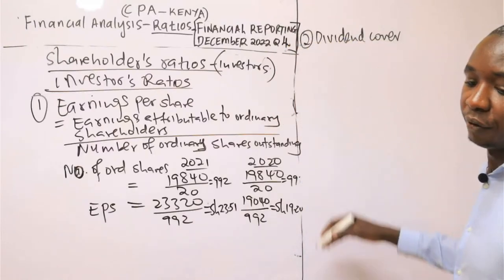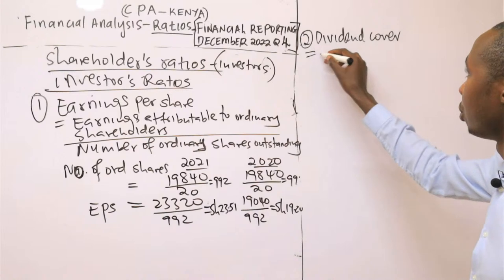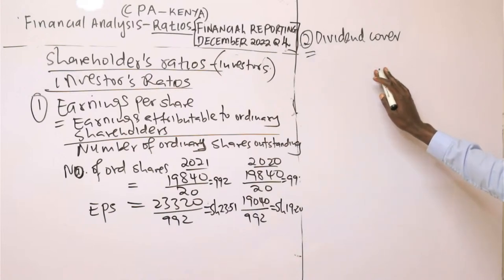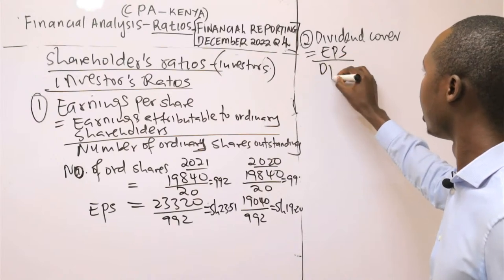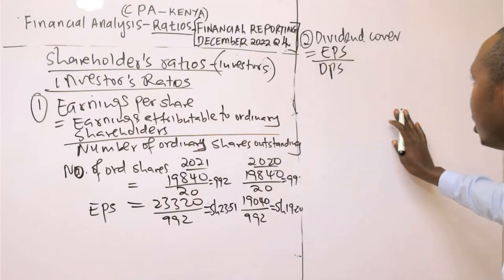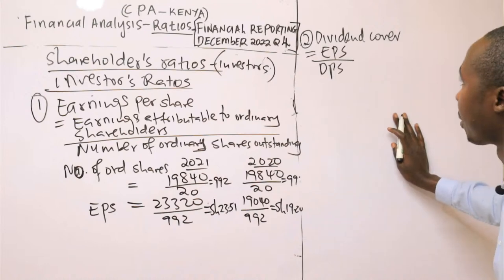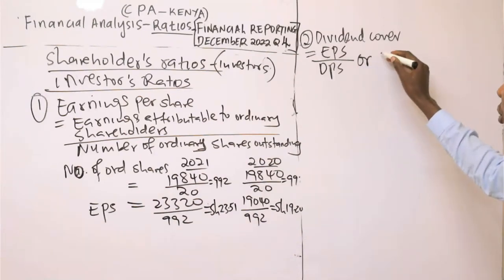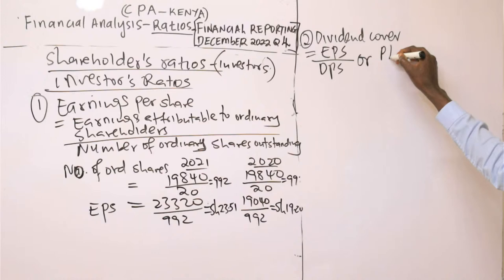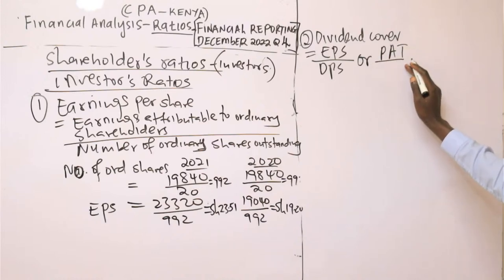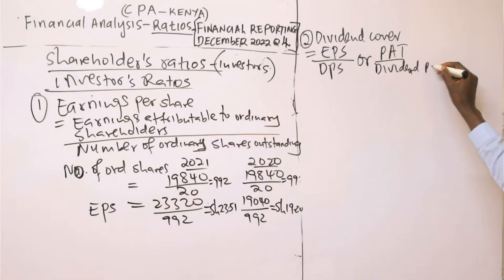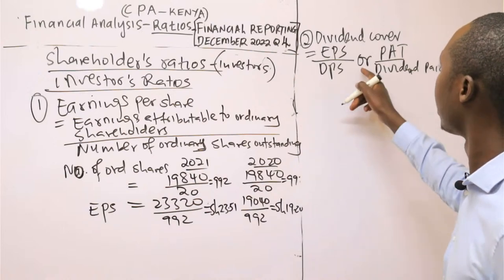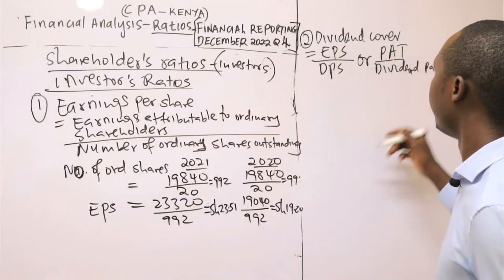So how do we get the dividends cover? Which formula am I going to use? You take the EPS over the DPS, earnings per share over the dividends per share. Here you can also talk about the profit after tax divided by the dividends paid. Either way, EPS over DPS or profit after tax over the dividends paid.